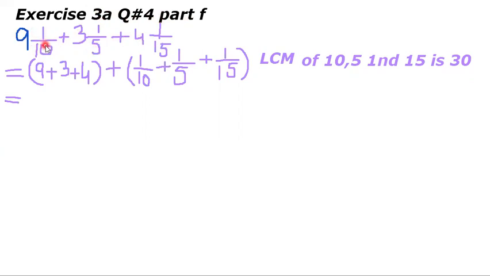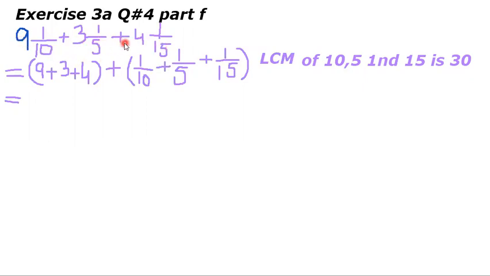This type of fraction is called a mixed fraction, or whole number fraction. It consists of two parts. This is the whole number part, which is a natural number, and 1 upon 10 is the fractional part. In this, 3 is the whole number part and 1 upon 5 is the fractional part. 4 is the whole number part and 1 upon 15 is the fractional part.